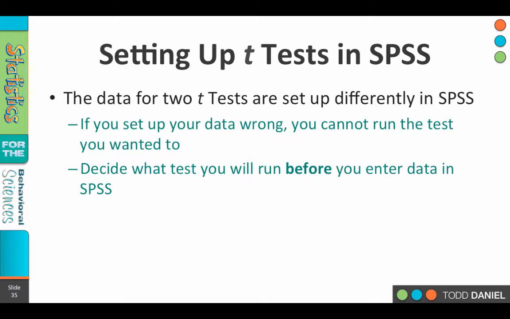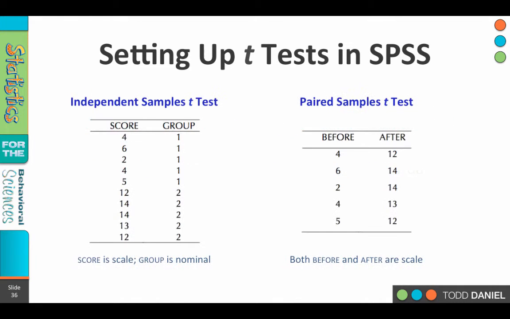This is why the first step in our 5 steps of hypothesis testing is to know what kind of test you're going to run. This is something that you will decide upon in the research methods portion of your research design. You should know before you ever begin data collection what type of test you're ultimately going to run. But for our purposes, let's be sure we understand how to set up this data correctly.